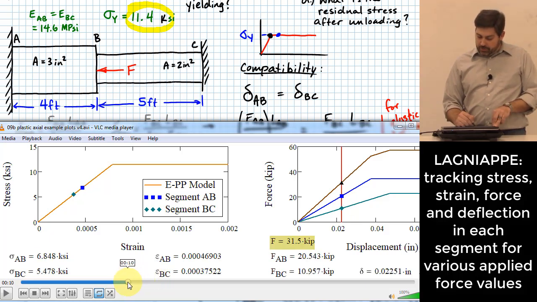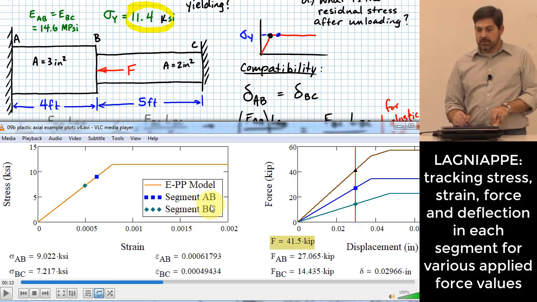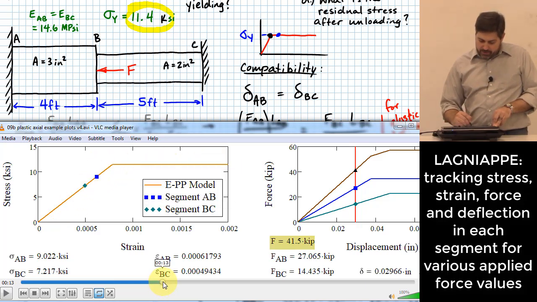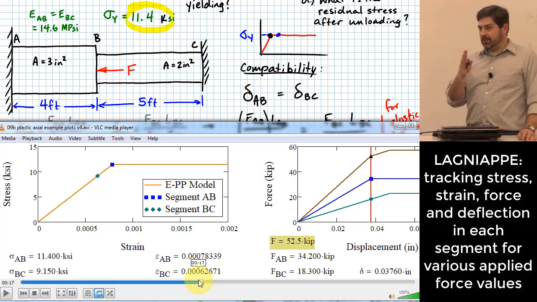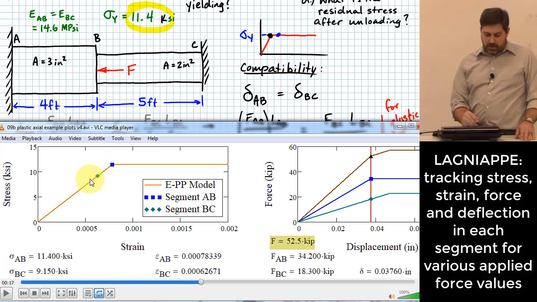Notice here, I'm increasing the amount of applied force. Everything's staying elastic. Notice the blue dot is for segment AB. The green dot is for segment BC. Over here on the left side is a stress-strain curve using the elastic perfectly plastic model. If I keep on increasing the force, at some point I hit somewhere around 52.5 kips, which was right around what we calculated to be the transition point for AB, where it starts to be plastic. Notice where that point is on this curve. That happens when we apply a force of 52.5 kips to the rod.